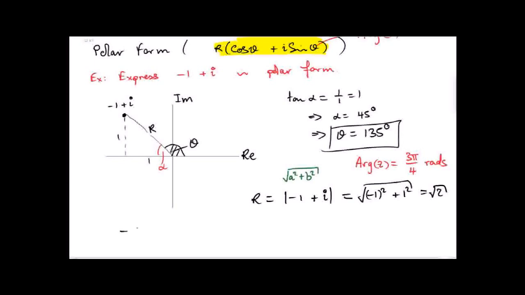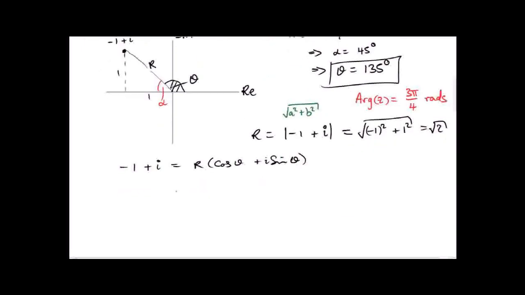So what have we got? Minus 1 plus I equals r into cos theta plus I sine theta. So that's equal to root 2 into cos of 135 plus I sine 135. It's okay to use degrees there. I know it's technically correct to use radians, but it works equally well. The only time you really have to use radians is if they ask you for arg z. So is everybody entirely okay with that question?